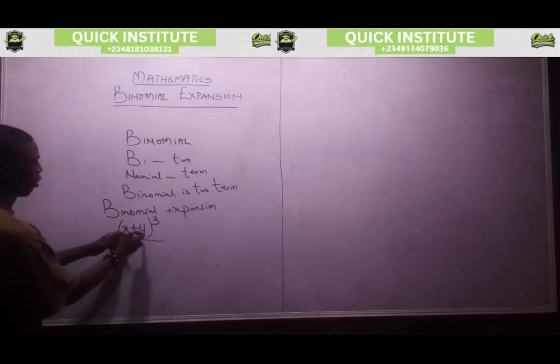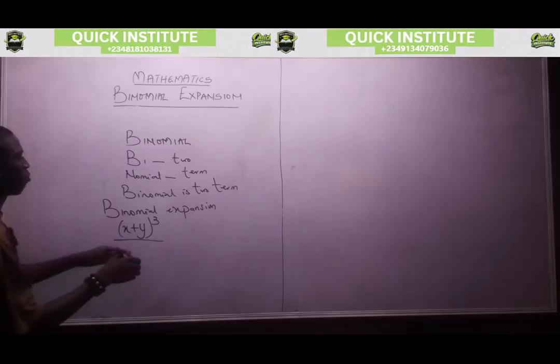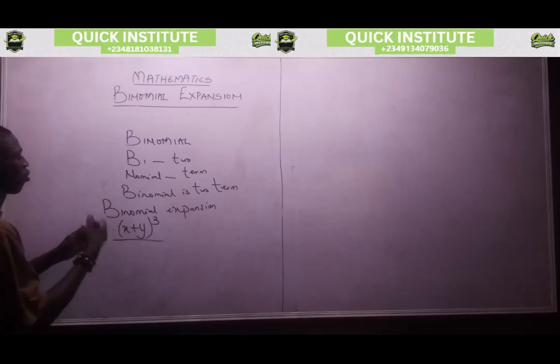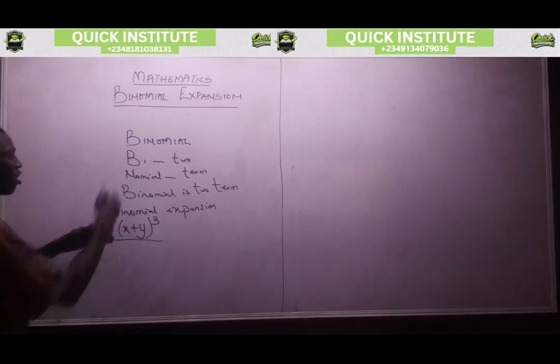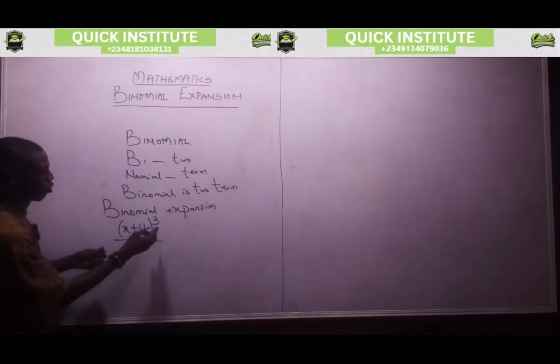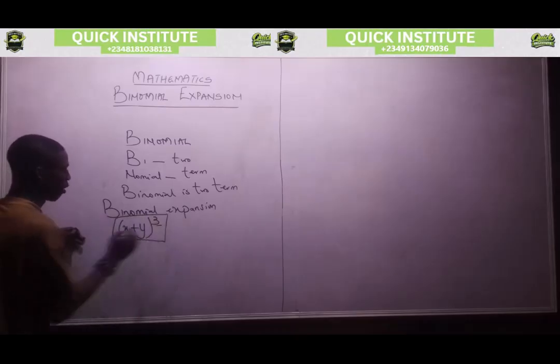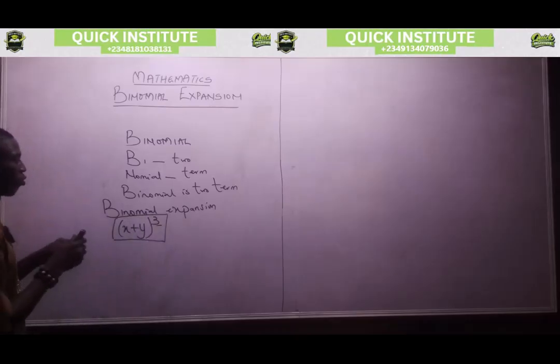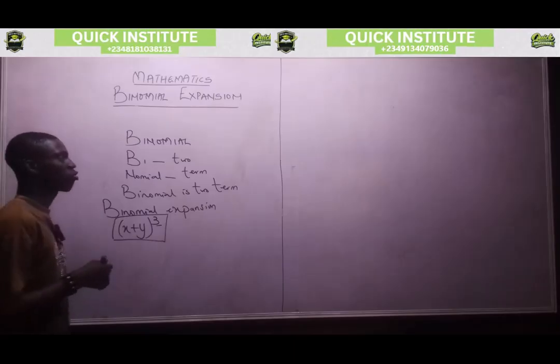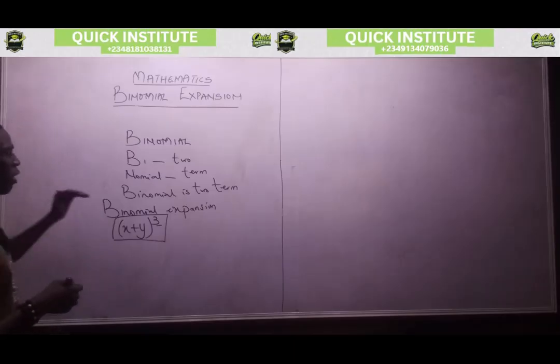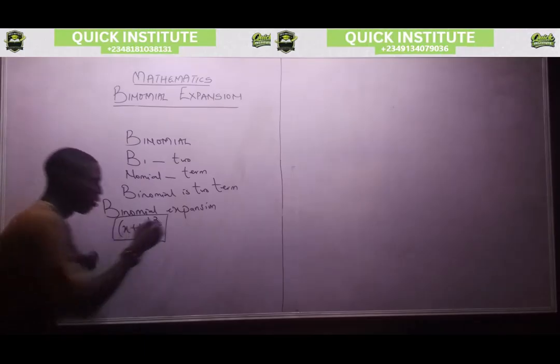So two terms are x and y here. And binomial expansion is the expansion of a binomial that is raised to a power. So it's raised to power 3 here. Therefore this expression is a binomial expansion.